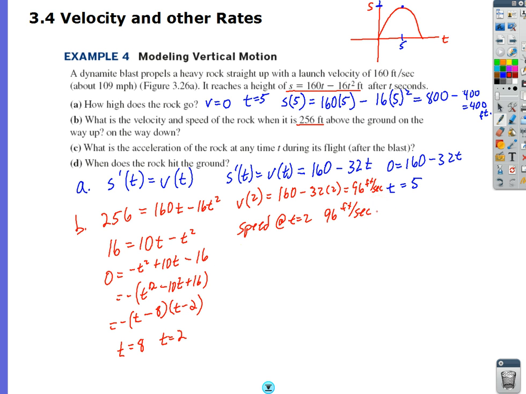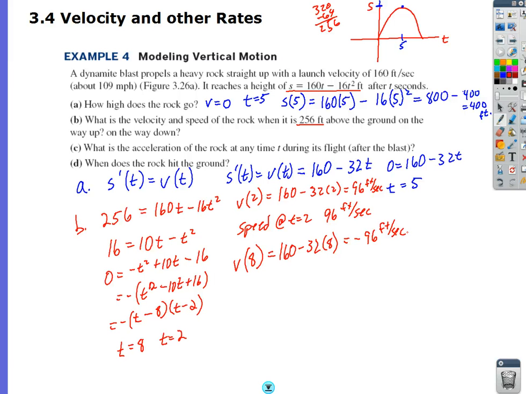And then last on this one here, I'm going to say, well, now I need to find out what the velocity at 8 is, which is equal to 160 minus 32 times 8. And I have to see here 32 times 8, a negative 96 feet per second. Okay. Well, that's kind of handy. Makes sense too.